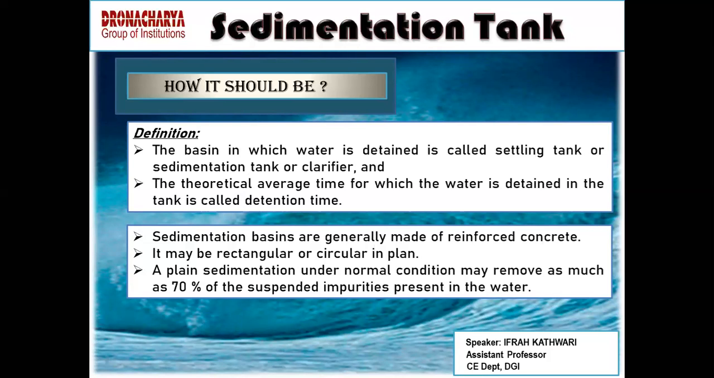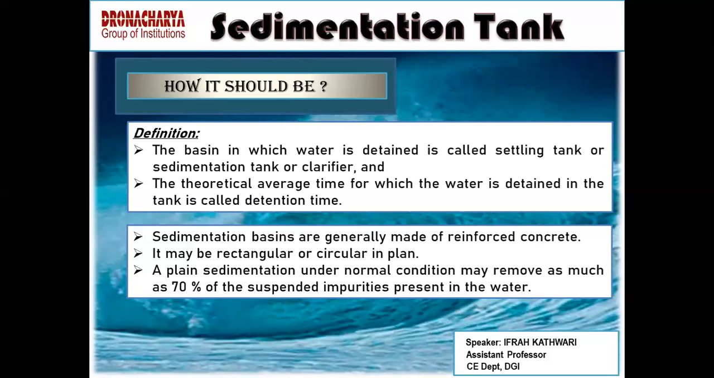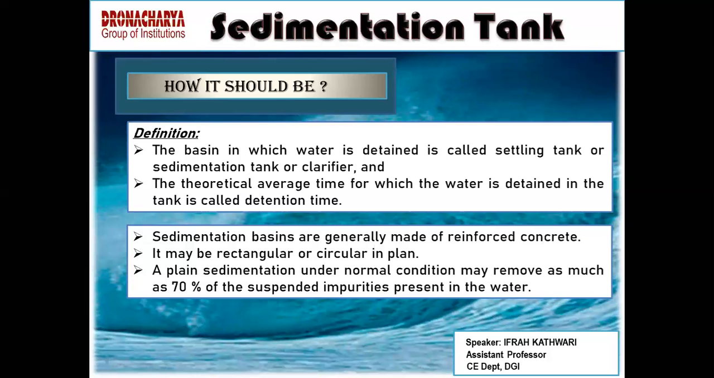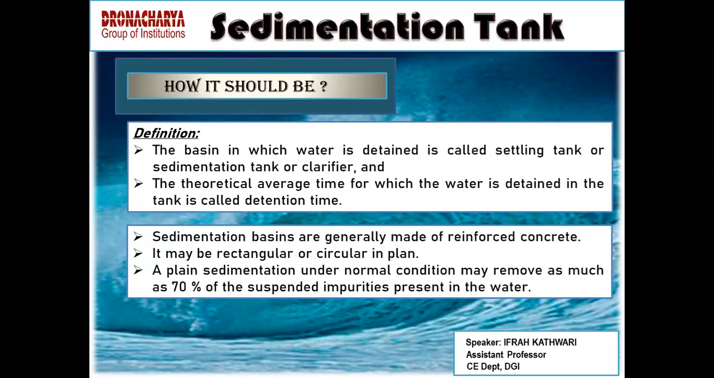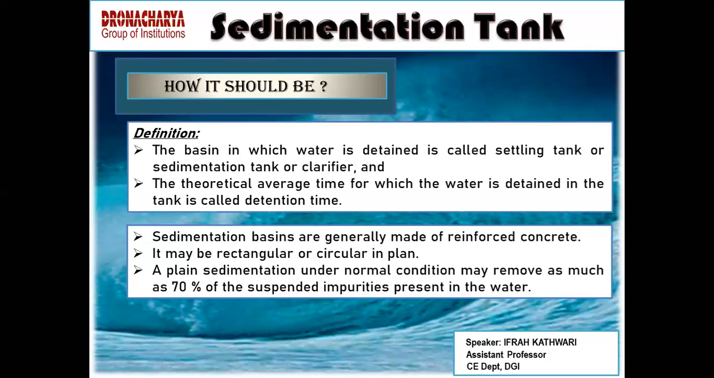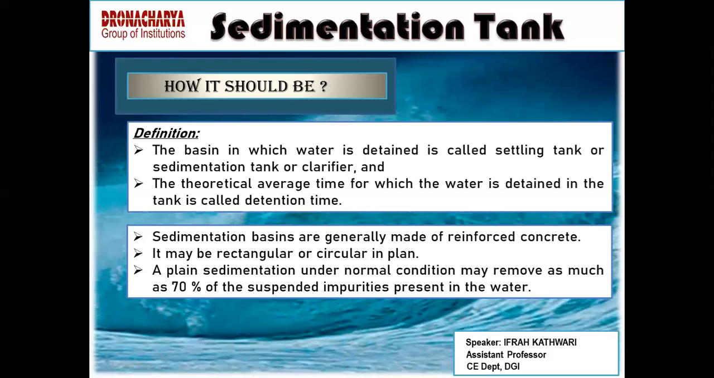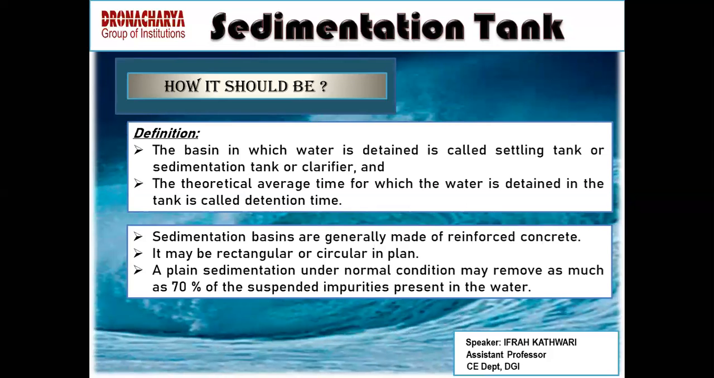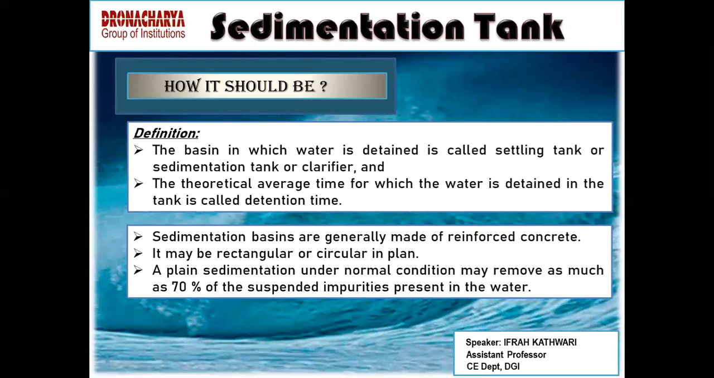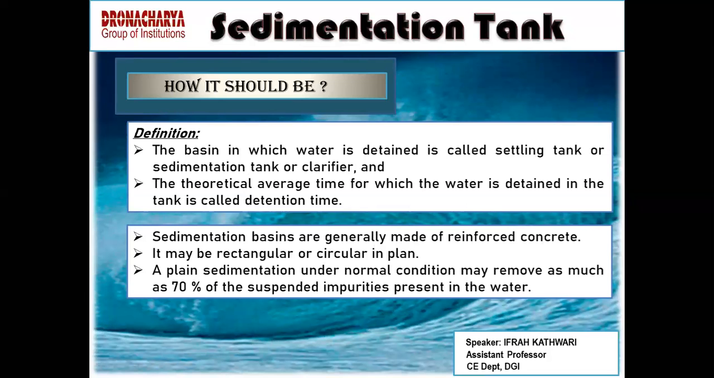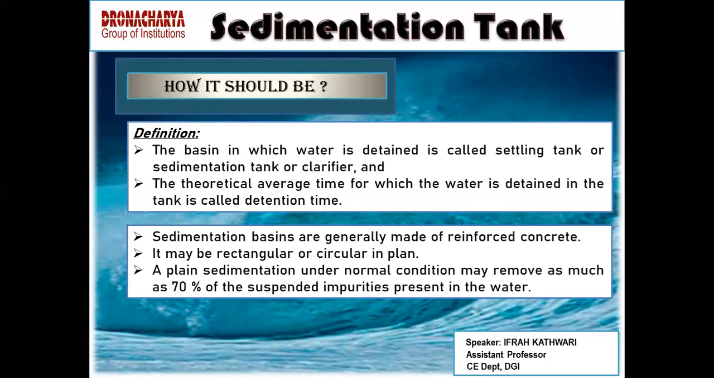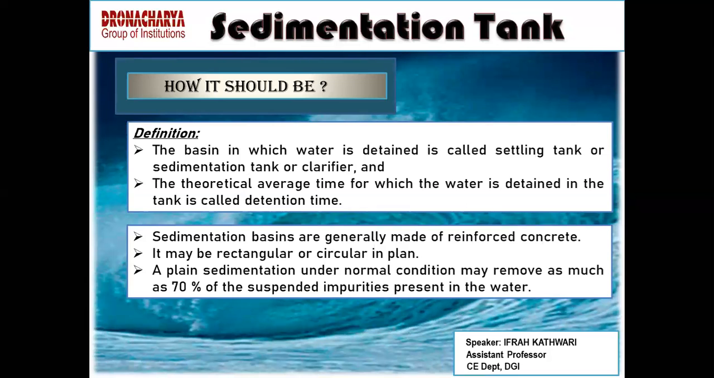After that, if you go for plain sedimentation under normal conditions, it may remove 70% of the suspended impurities, which means only 30% will be left, which can be removed by flocculation or filtration, by the other processes that may take place in the treatment. So yes, 70% of the suspended impurities are removed by plain sedimentation.